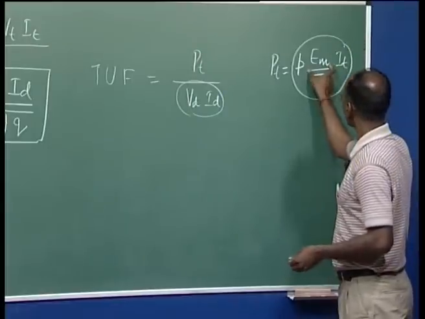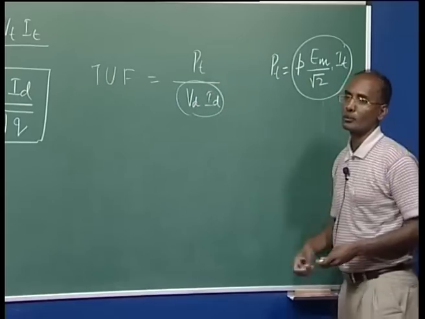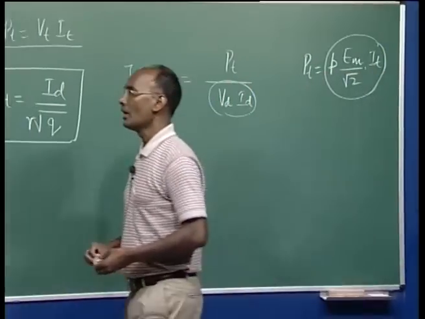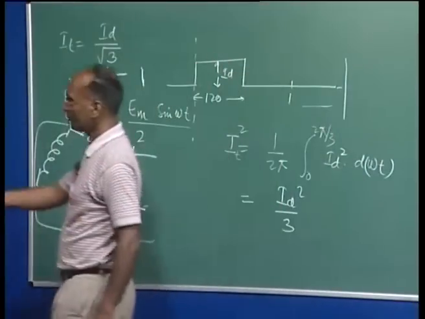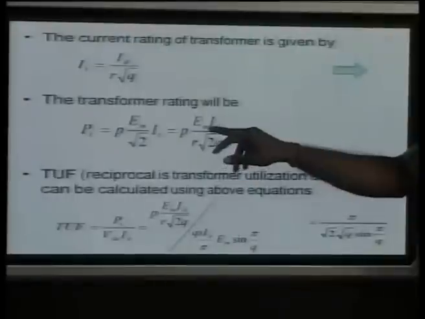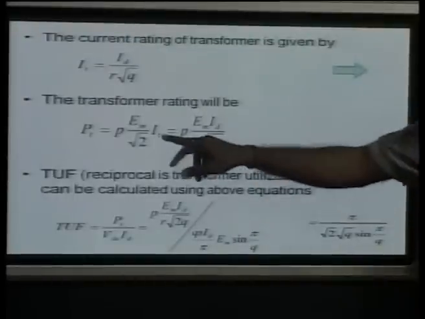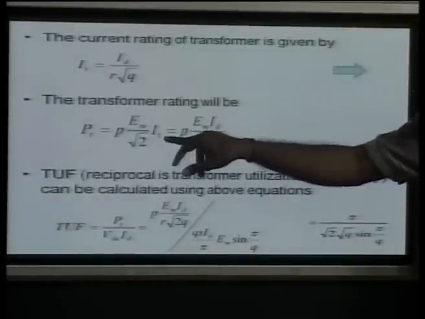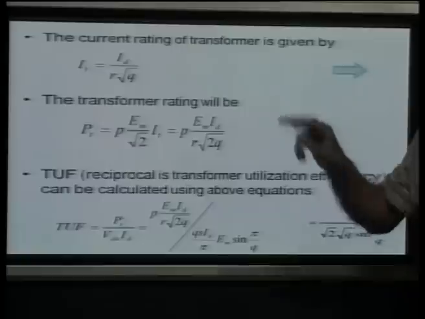Here this is the AC side RMS value of voltage and the current, and then we have to write the transformer utilization factor. That is why I have written PT equal to P into EM over under root 2 multiplied by IT, and that will be equal to P here. That can be simplified because we can put the IT value in this expression, and we will get this value here.